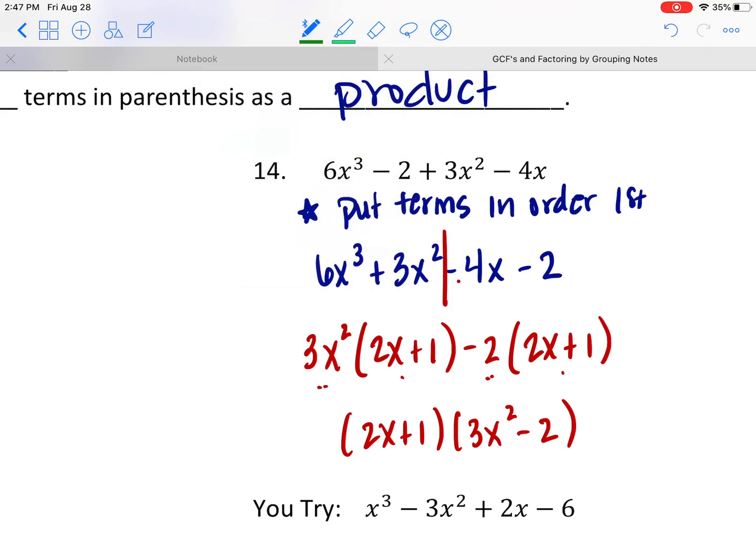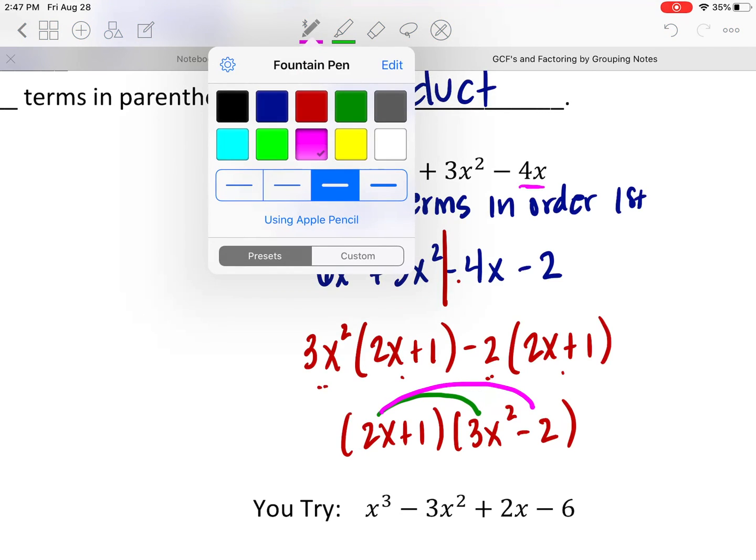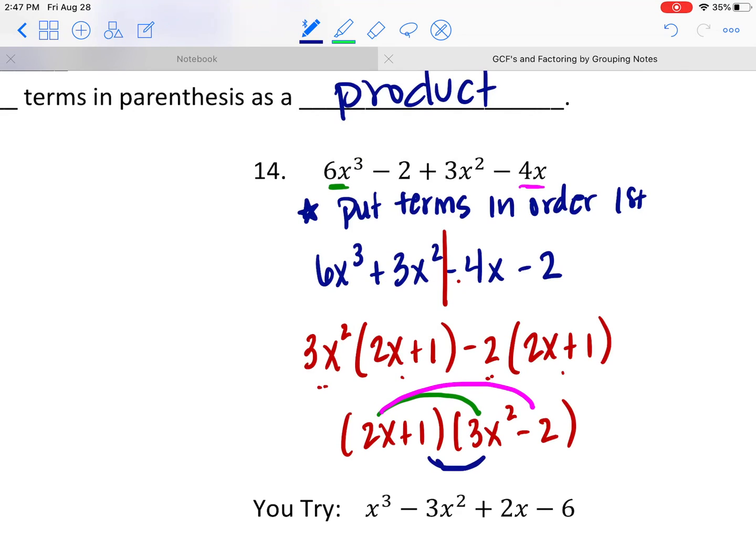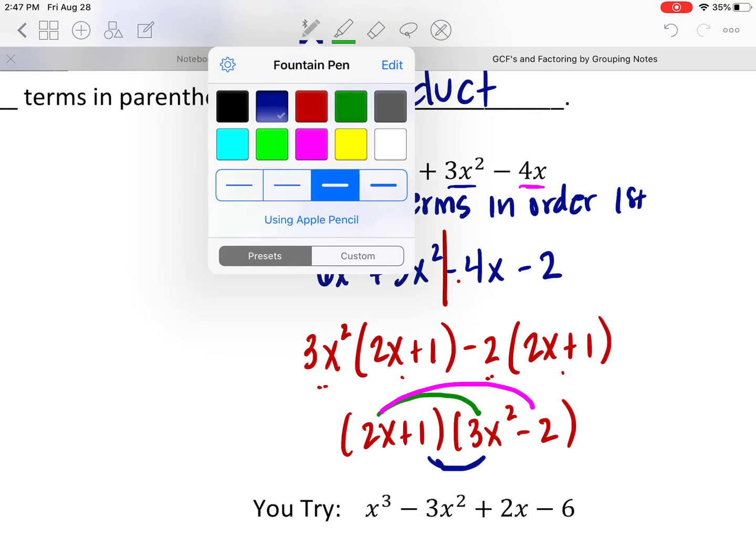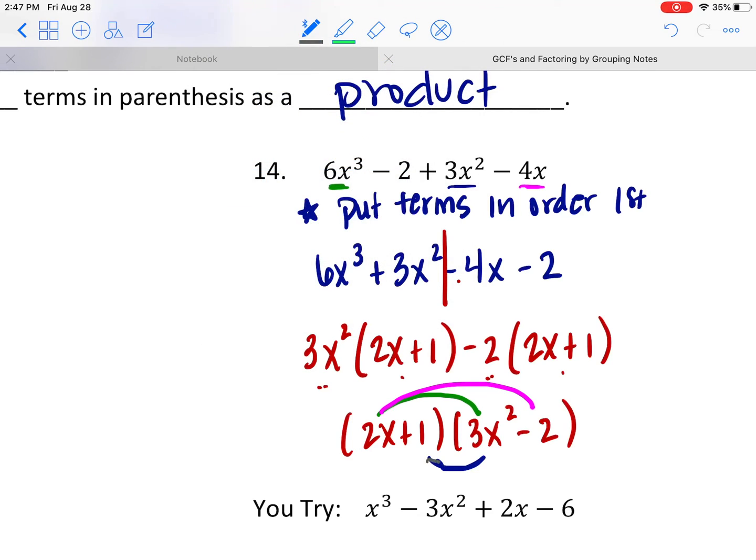And again, if you wanted to multiply to check your answer, you don't need to do this every time or on paper, but here's the 6x cubed that we started with. Here we see a negative 4x, that's over here. Let's see, here we have a 1 times 3x squared, so 3x squared, that was here. And then, I need another color, the 1 times the negative 2, we've got the negative 2. So multiplying this back out produces the same 4 terms that we started with.